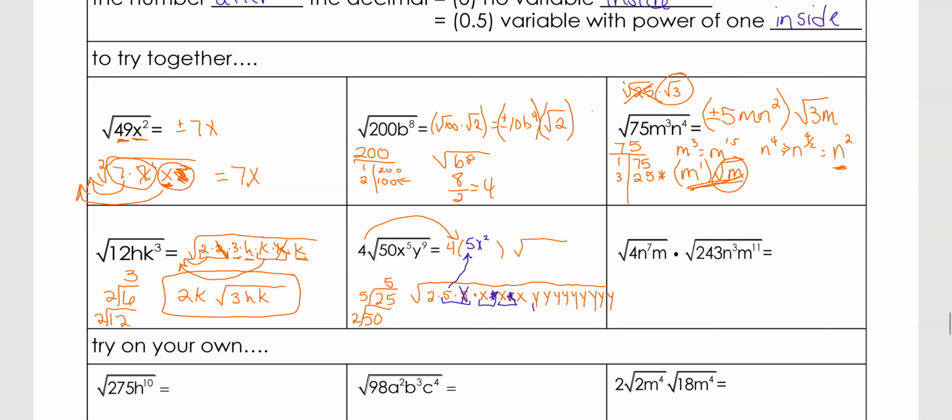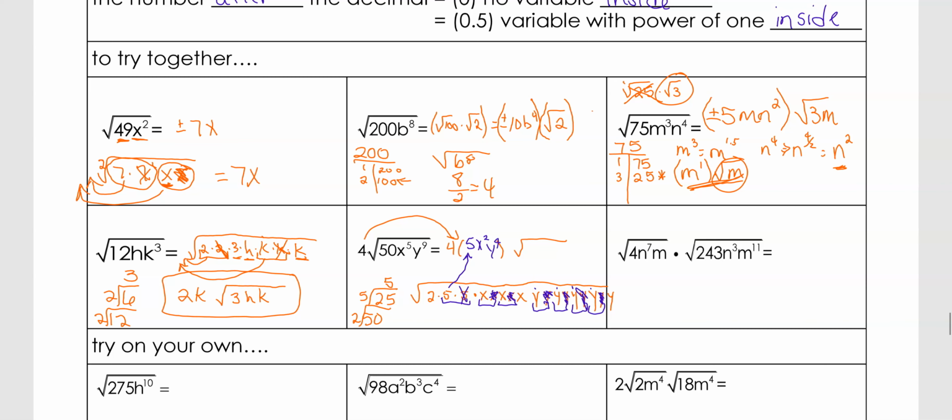And then let's see how many pairs of y's. 1, 2, 3, 4. And so we will take this y and kill this y. Keep this one, kill this one. Keep this one, kill this one. Keep this one, kill this one. And the last y doesn't have a partner, so he doesn't have to murder anyone. He's going to stay home. So we had 1, 2, 3, 4 y's.